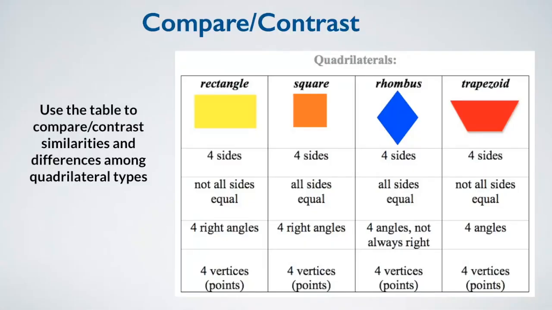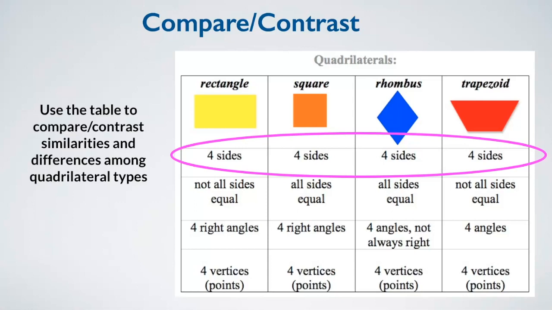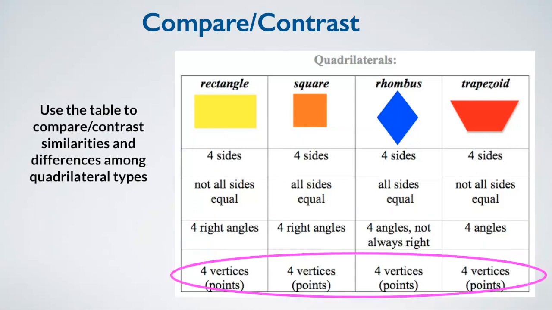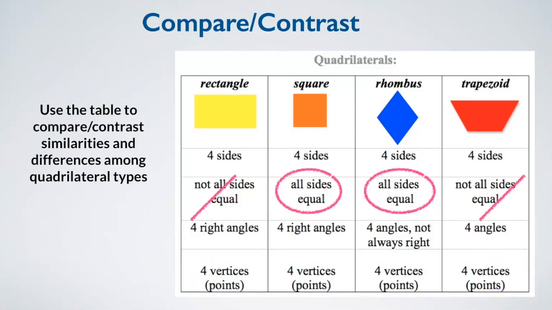In this first conceptual model, I am showing you 4 different categories of quadrilaterals using a compare and contrast visual. If I look across all the rows, I can see that all quadrilaterals have 4 sides, 4 angles, and 4 vertices. I can see that only the square and the rhombus have 4 sides equal in length.